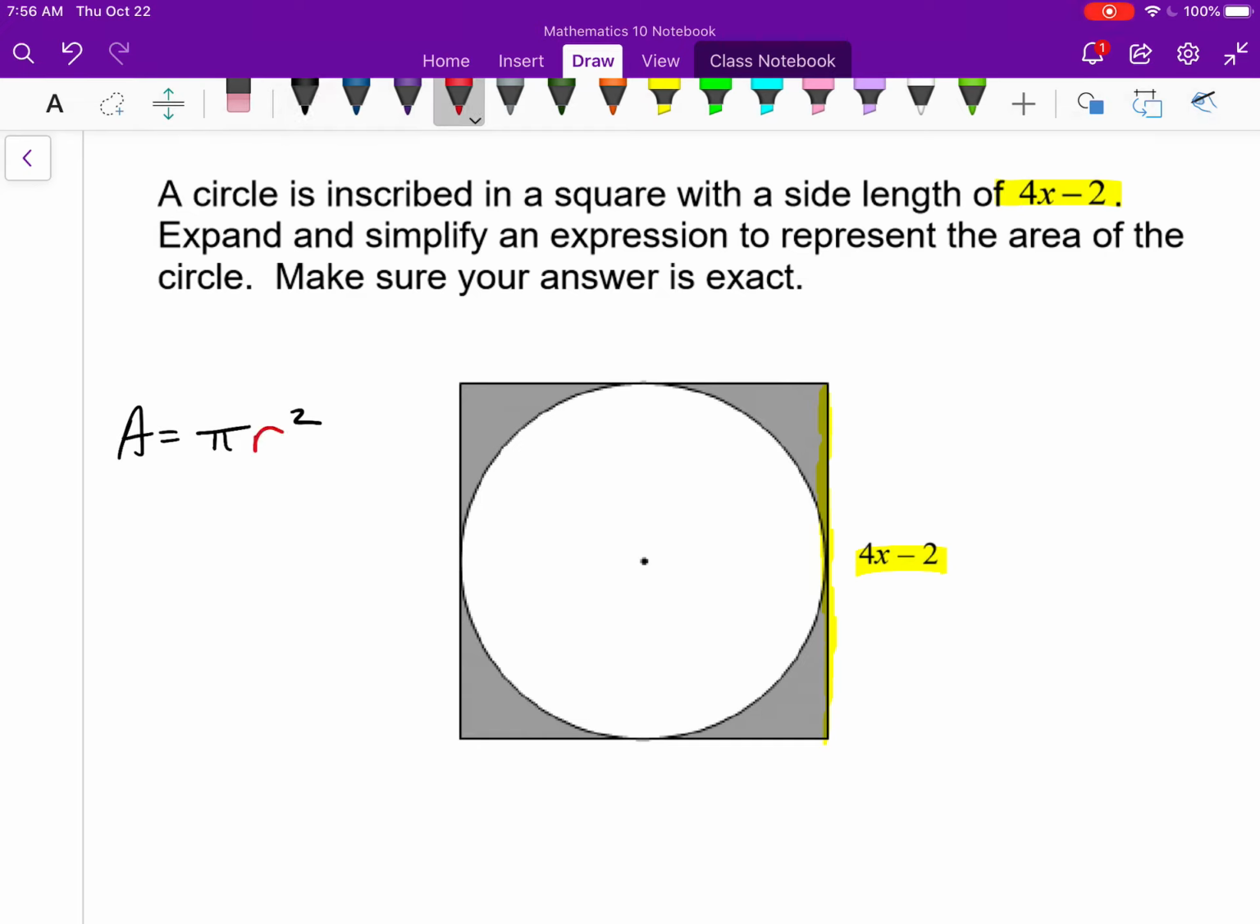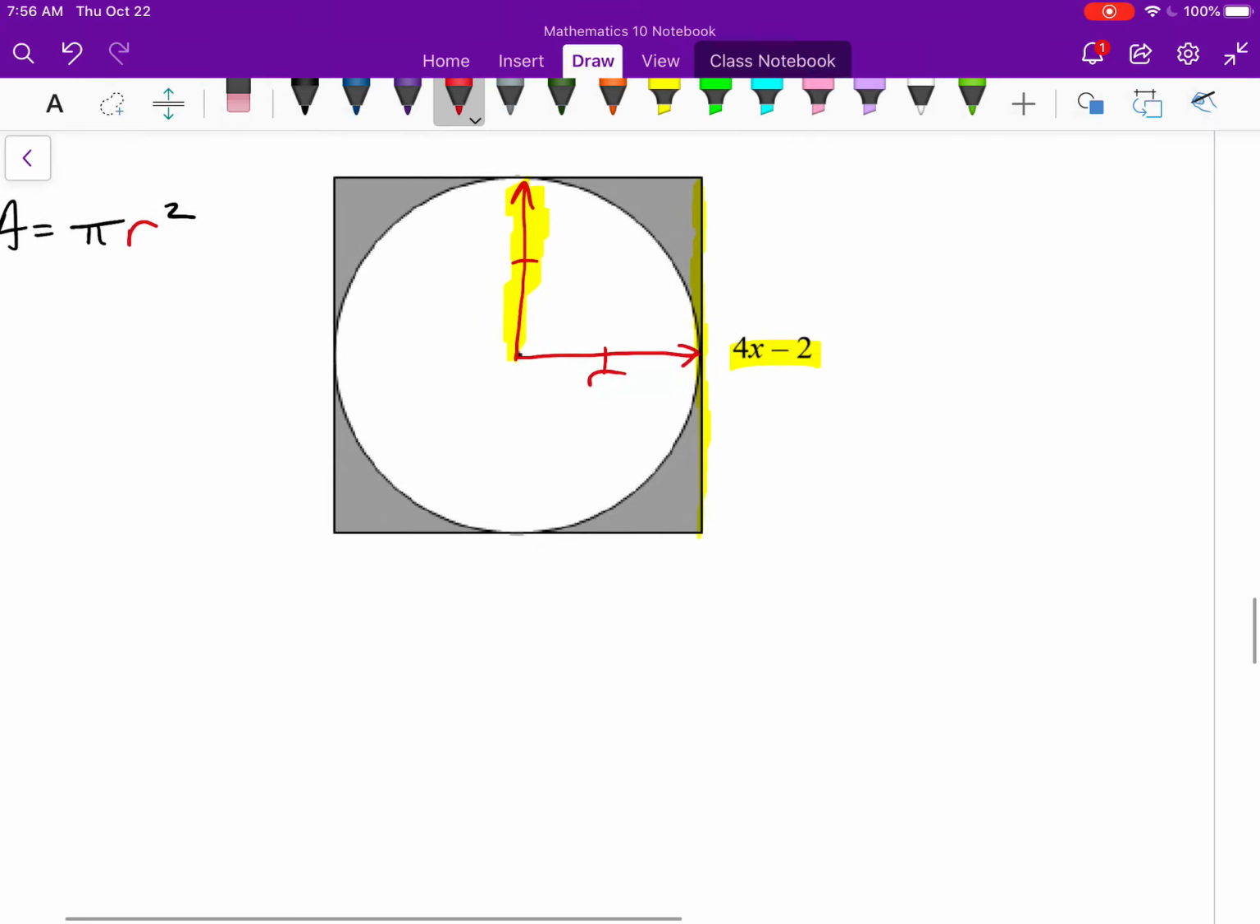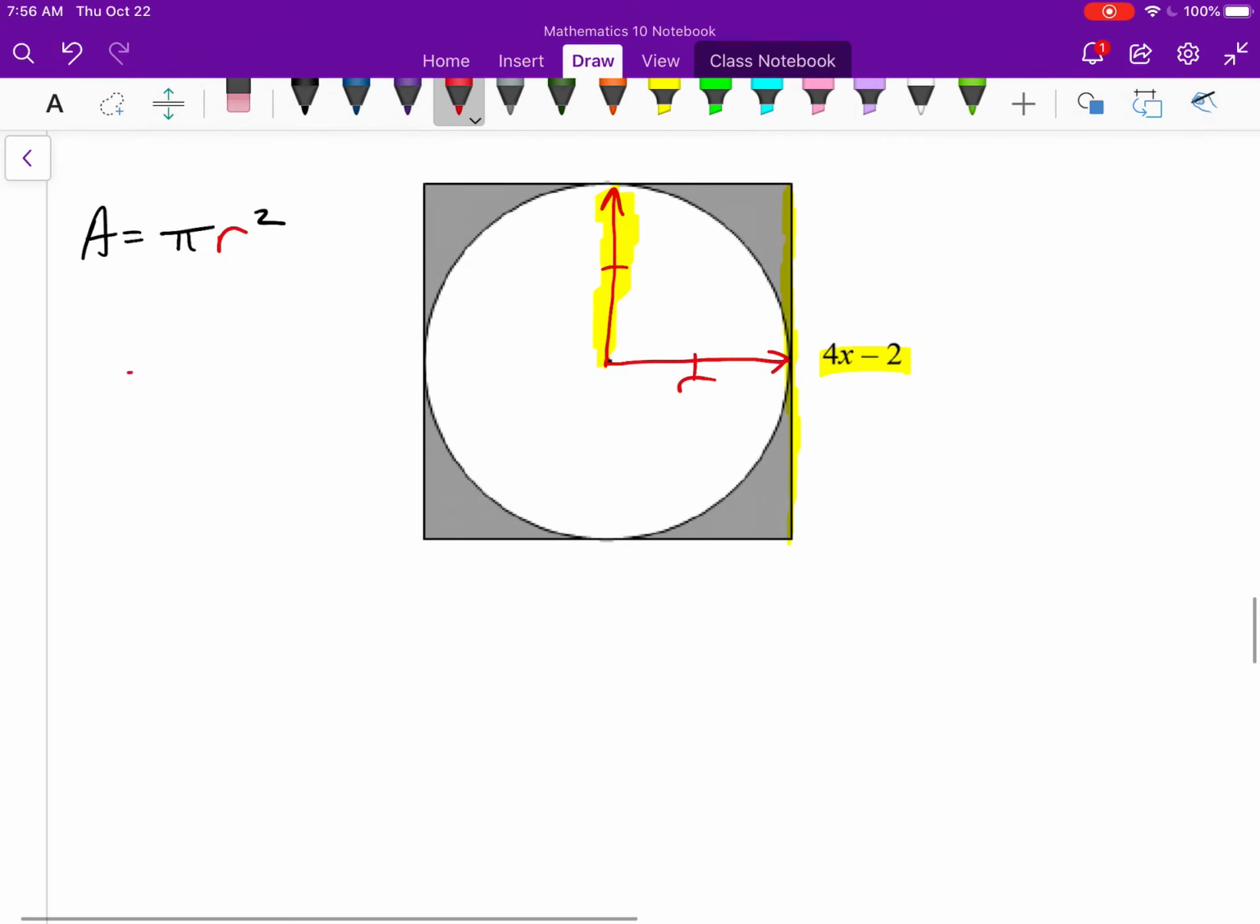OK, what's the radius of the circle? Well, the radius of the circle is from here to here. Radius is halfway across, or anywhere, straight up and down, whatever. It's all the same thing. In this case, notice the radius must be exactly half of 4x minus 2. I can literally see if I draw the radius up and down compared to what I have drawn for 4x minus 2, it's half that distance. And so the radius of this circle must equal 4x minus 2 cut in half, divided by 2.